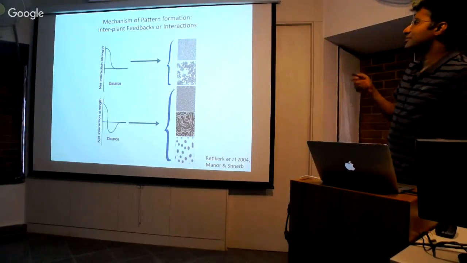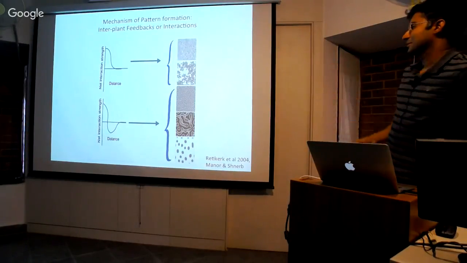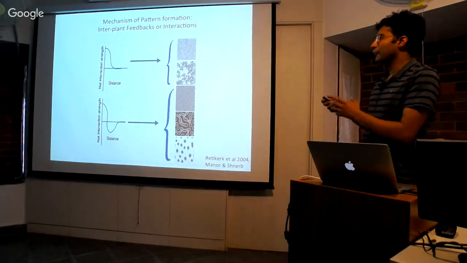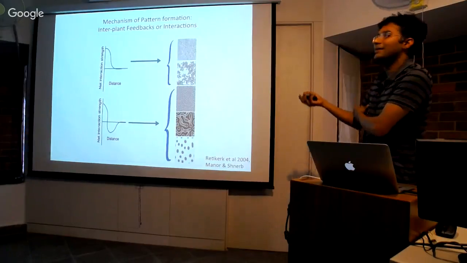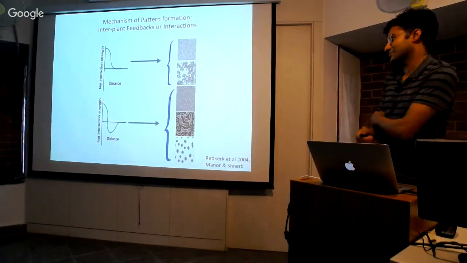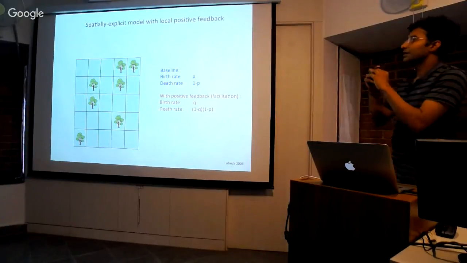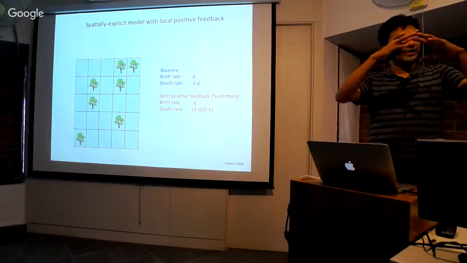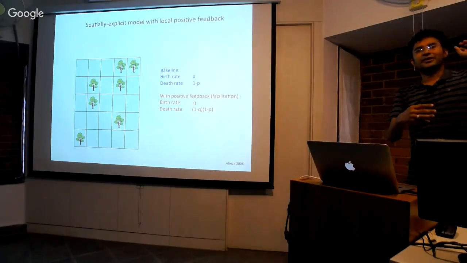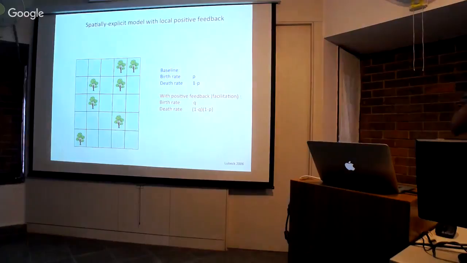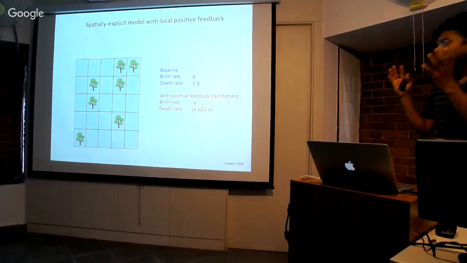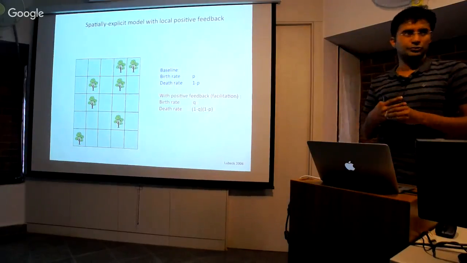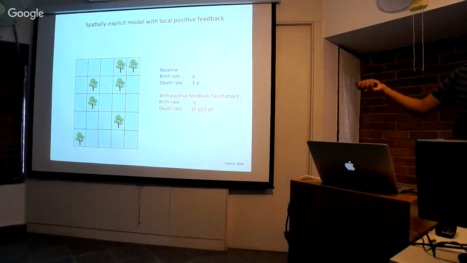And depending on the nature of this interaction, we can get a variety of patterns. Okay. I won't go into all the details because the focus of what I'm going to talk about is how can we use the patterns to say something about the stability of ecosystems. So we use this very fine resolution model where we think of the ecosystem as a very fine resolution grid where each grid cell can have a tree. We are thinking of these models as realistic over a meter resolution or so. Okay, so let's imagine there are lots of trees in this landscape.